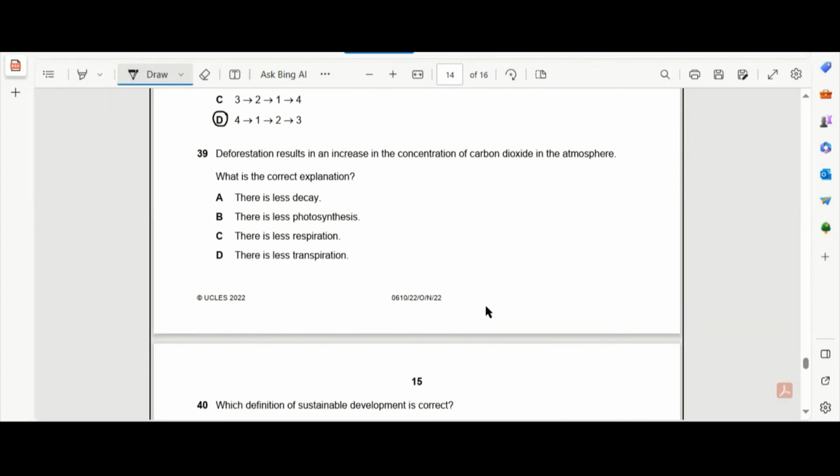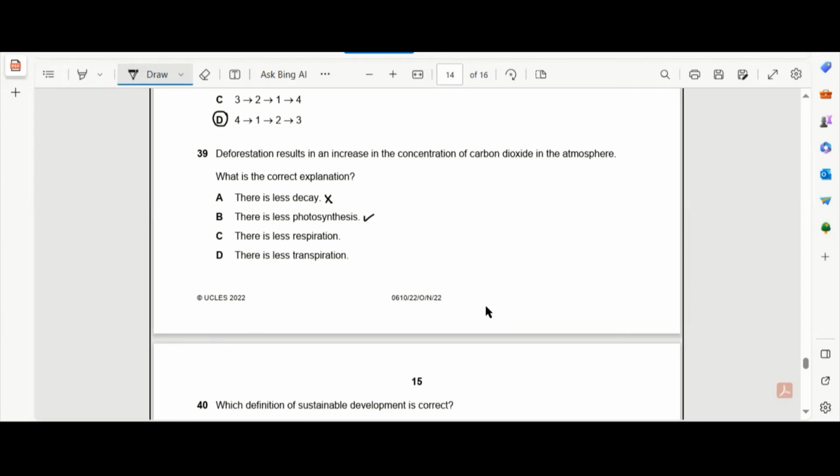39. Deforestation results in an increase in the concentration of carbon dioxide in the atmosphere. What is the correct explanation? There is less decay. No, plants don't decay anything. So deforestation is the removal of plants. So A won't be correct. There is less photosynthesis for sure. Plants remove carbon dioxide from the atmosphere by doing photosynthesis. So since there is less photosynthesis, there will be more carbon dioxide in the atmosphere.